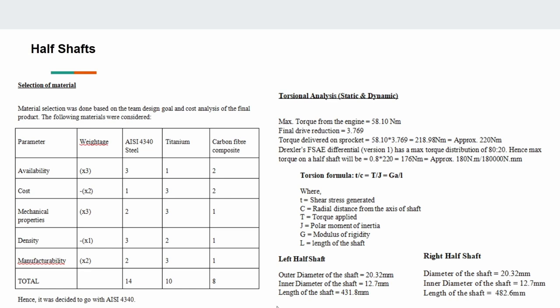Basically, the maximum torque from the engine was 58.10 Nm. The final drive reduction was 3.769. Also, as the Drexler differential had a maximum torque distribution of 80:20, the maximum torque on the half shaft would be around 118 Nm. Now, we have taken the left half shaft length as 431.8 mm. Outer diameter was 20.32 mm. Inner diameter of the shaft was 12.7 mm. For the right hand shaft, the diameter of the shaft was 20.32 mm. Inner diameter of the shaft was 12.7 mm. Also, the length of the shaft was 482.6 mm.